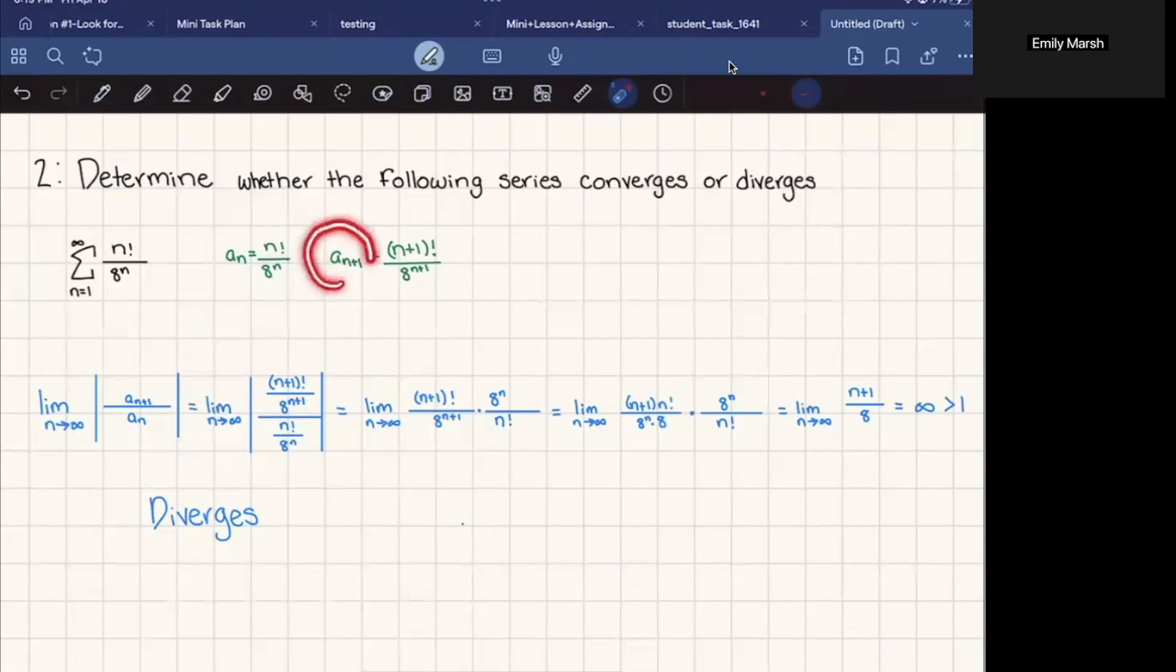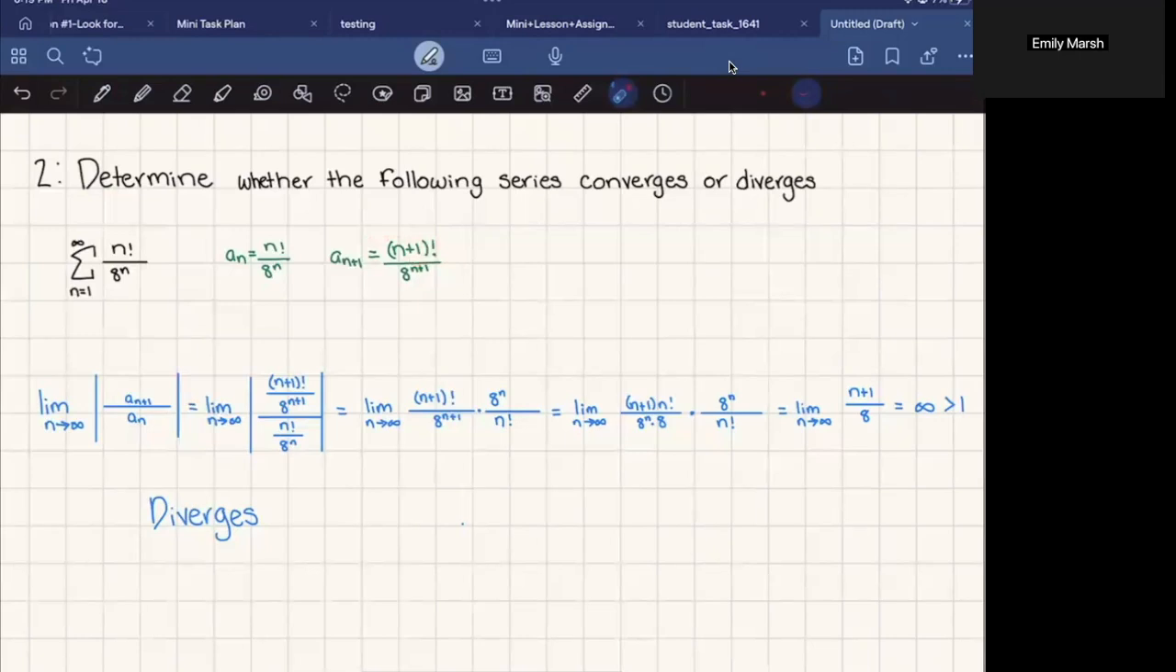A sub n plus 1 is where we substitute n plus 1 in any time we see n. In this case, we see n plus 1 here where there was an n originally, and an n plus 1 here where there was an n originally. So our a sub n plus 1 is (n plus 1) factorial divided by 8 to the power of n plus 1.